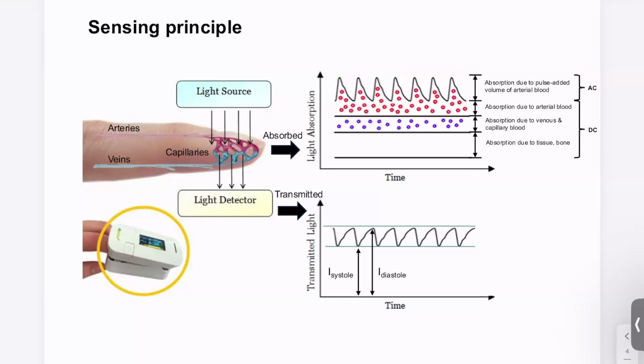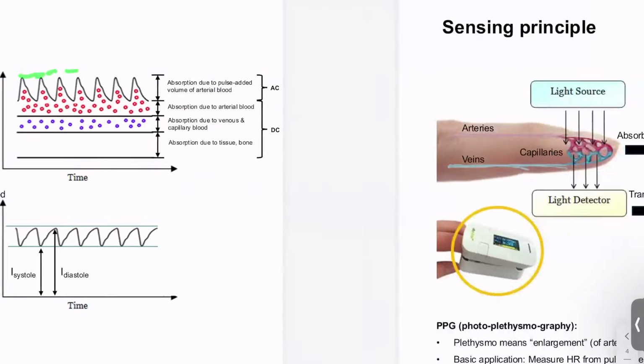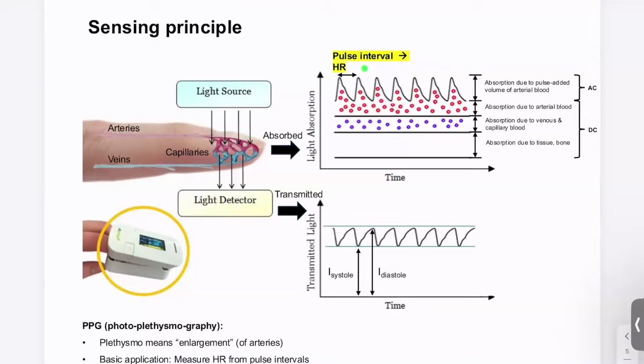Like the interval of the pulses. This is going to give you heart rate or pulse rate. So this is called PPG, photoplethysmography, where plethysma means enlargement. In this context, it means enlargement of arteries. So PPG essentially means using light to detect enlargement of arteries. The waveform you see is the PPG waveform, and the first parameter you can extract is heart rate.